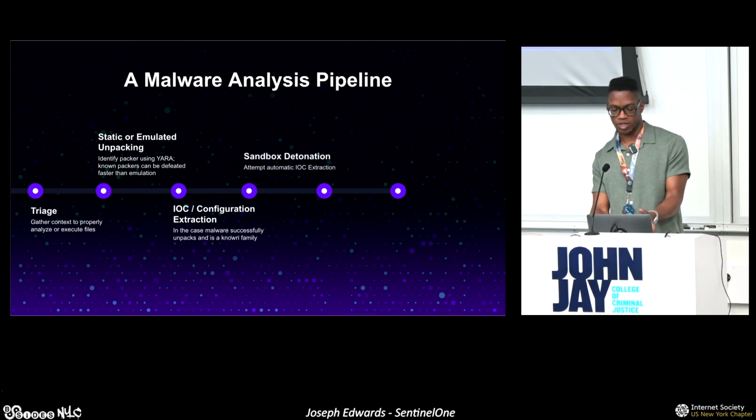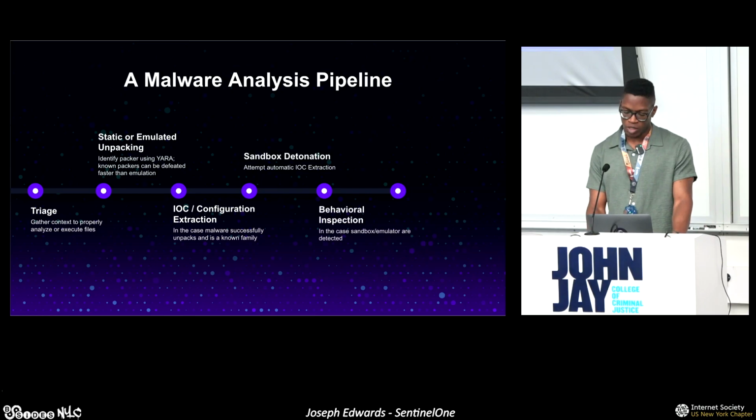So in the case that it isn't a known malware family and emulated unpacking doesn't work, then you're going to want to do sandbox detonation. It's probably the best way of getting IOCs out in that case. And then if things don't work out with your sandbox, you're going to need to dive deeper, probably do behavioral inspection.